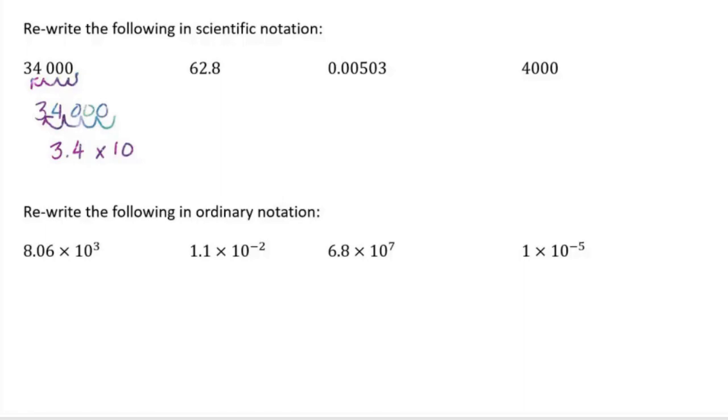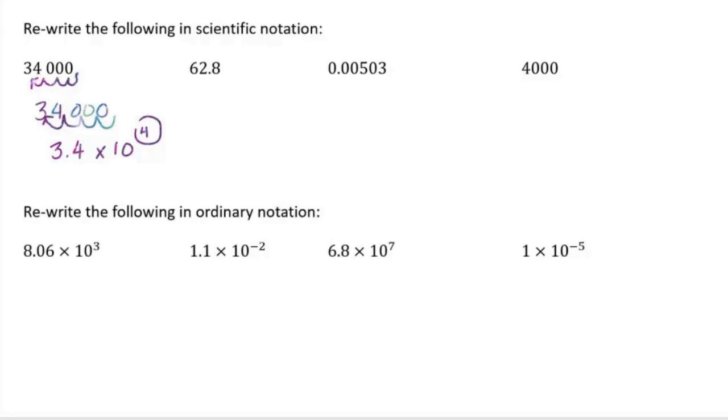Now I need to make sure that this 3.4 times 10 to an integer is the same value as 34,000. So I think about how many spaces I've moved my decimal point. I've moved it 4, so I know that I need a number 4 up there. And then the question is, did I move it to the left from its original place or to the right? If I move it to the left, I'm going to have a positive number here.